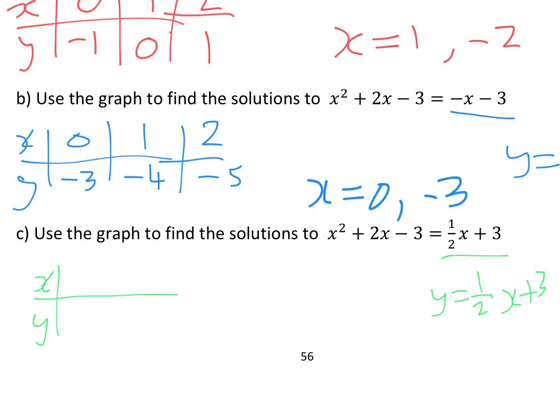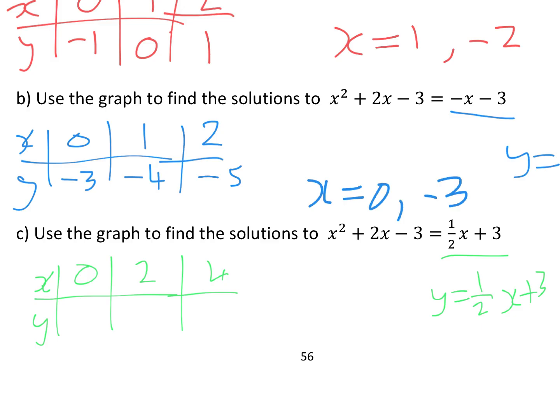Like all the other ones, we'd like a table of values to give us points to plot. I'm not going to choose 0, 1, 2 this time because I'm going to have to half the x values. So I don't want to half odd numbers. That'll give me decimals, which are quite hard to plot. So because I'm having to half the x values, I'm going to choose even numbers for the x values.